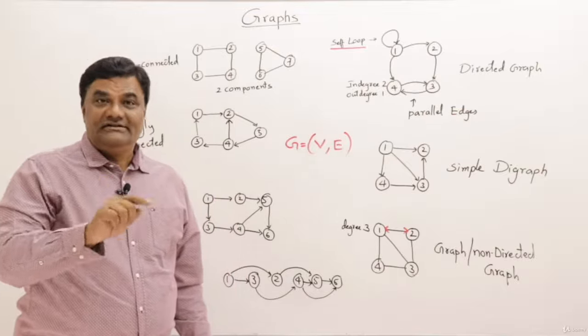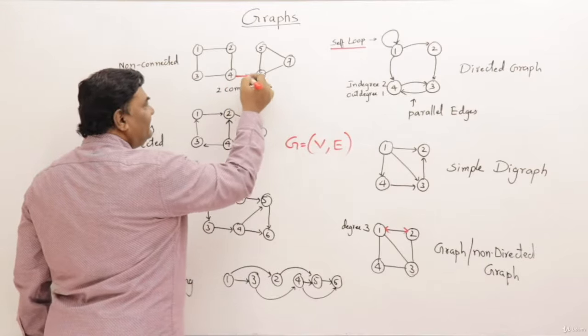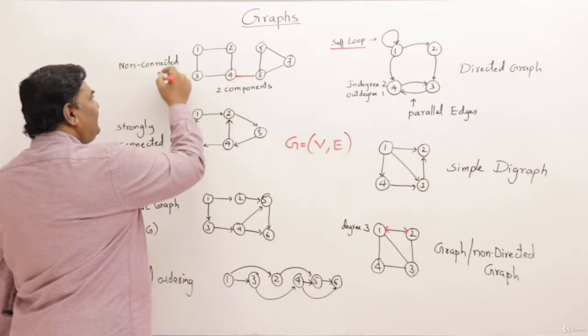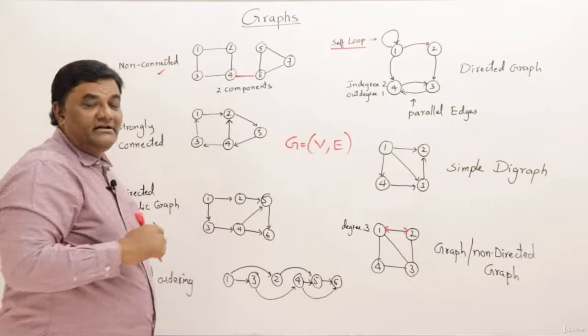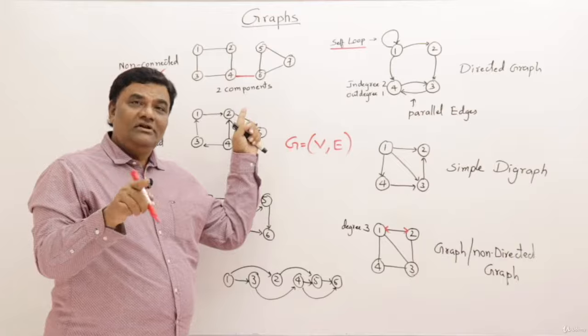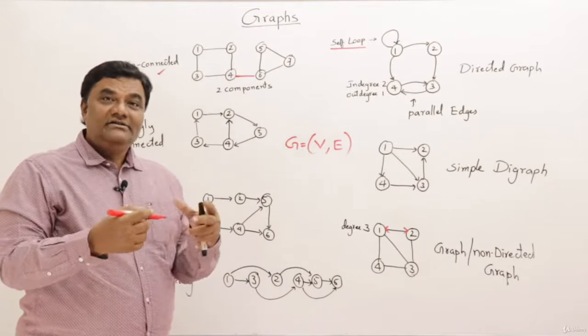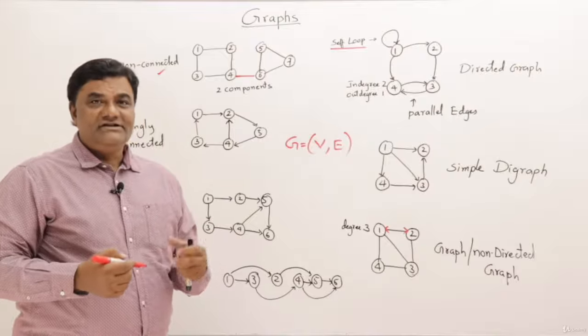This is a non-connected graph. And if suppose I draw an edge and connect it, then now the graph has become connected. It is connected. But you can see that there are two components connected here. So we also call them connected components. A graph has connected components, more than one component which are connected.